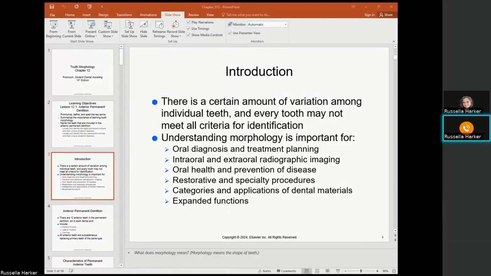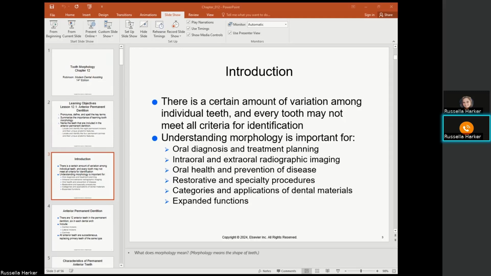Hi, we're going over chapter 12 today, which is tooth morphology. When you are looking at tooth morphology, there is a certain amount of varying among individual teeth. So, not all teeth are the same. They're not shaped the same. They're not positioned the same.